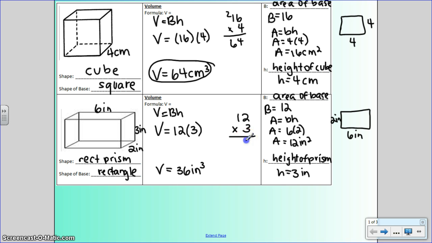Now, a lot of you guys think that volume is length times width times height, which is kind of what we've done here. We've done the base, which was 6 times 2 times your height of 3. So this just happened to be the base, all right? So it's kind of the same, but this is only for a rectangular prism, so you got to be careful of that. All right, let's move on to our next one.